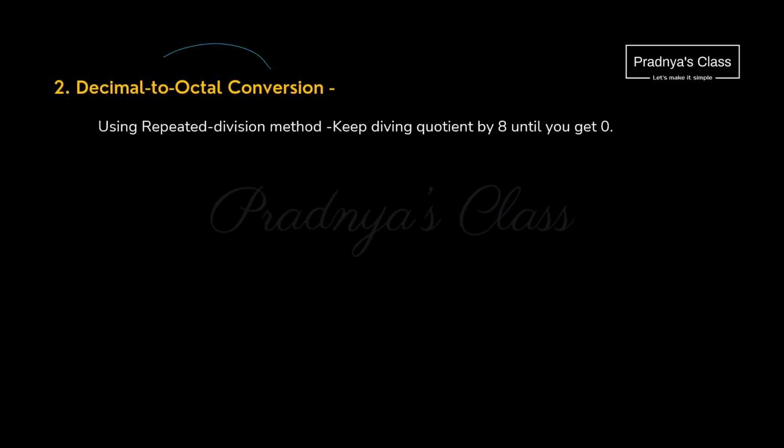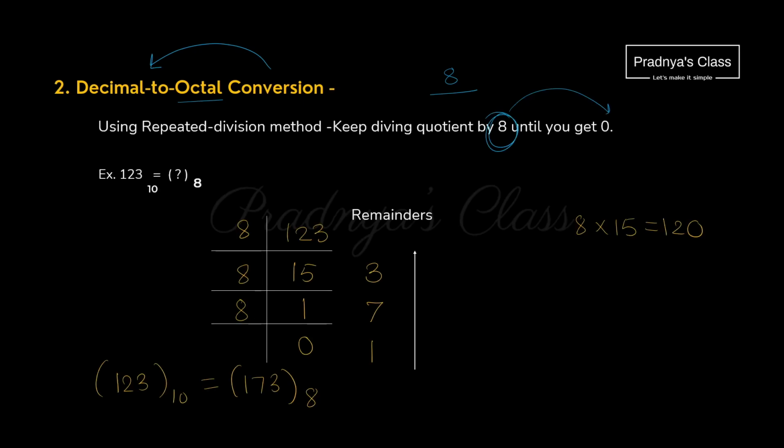Now we are moving ahead to the second conversion of the first set, that is decimal to octal. Let's take the base of octal number system, that is 8. It means we will keep on dividing the given number by 8 until we get 0. Let's take one example and here is the same process. 8 15s are 120, the remainder is 3. 8 1s are 8, the remainder is 7.